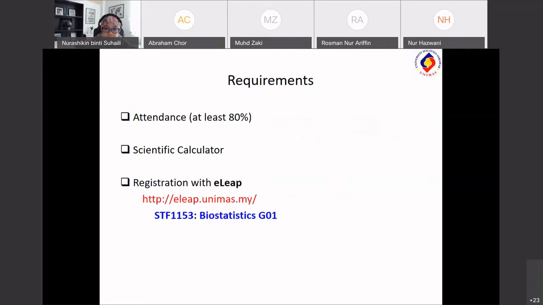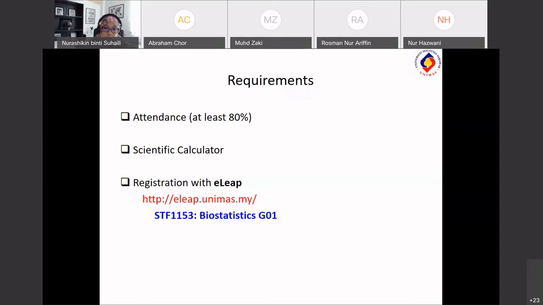Okay, attendance. I think this is quite similar to other requirements or other courses. 80% is required for you to sit for the exam. So if let's say you can't attend the class, just let me know, okay, and make sure that you watch the recorded video, because I will record every lecture that I have, and I will post it on eLeap. Okay, and the lecture notes will be posted as well. So please make sure that you go through all those things.